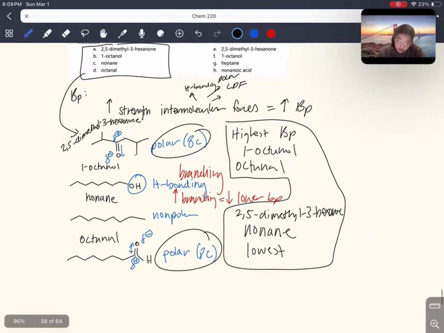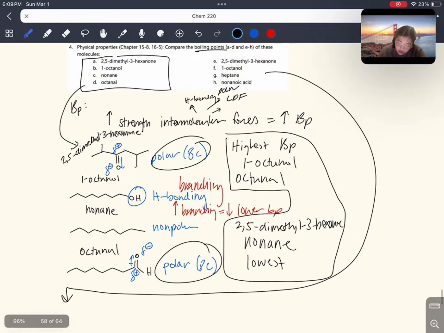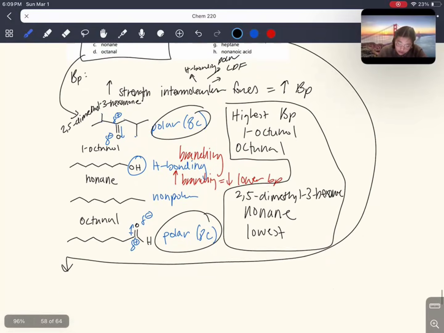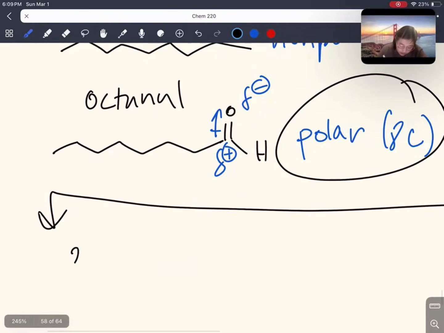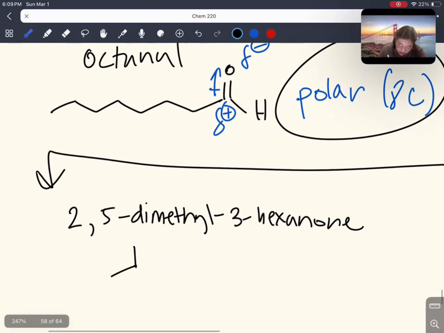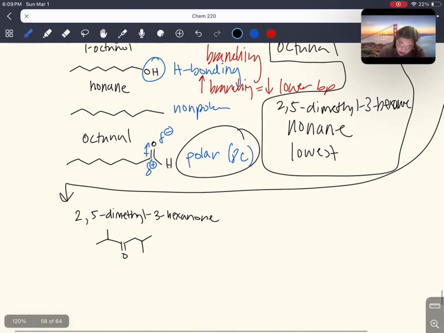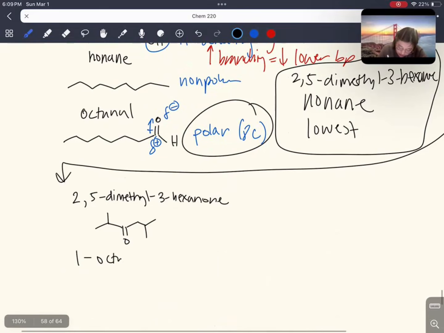Now, if we look at the second list, 2,5-dimethyl-3-hexanone, the same molecule as in the first part of this question, looks like this. And then our second molecule is 1-octanol, also the same molecule as in that question. So 1, 2, 3, 4, 5, 6, 7, 8, and then you have an OH group.